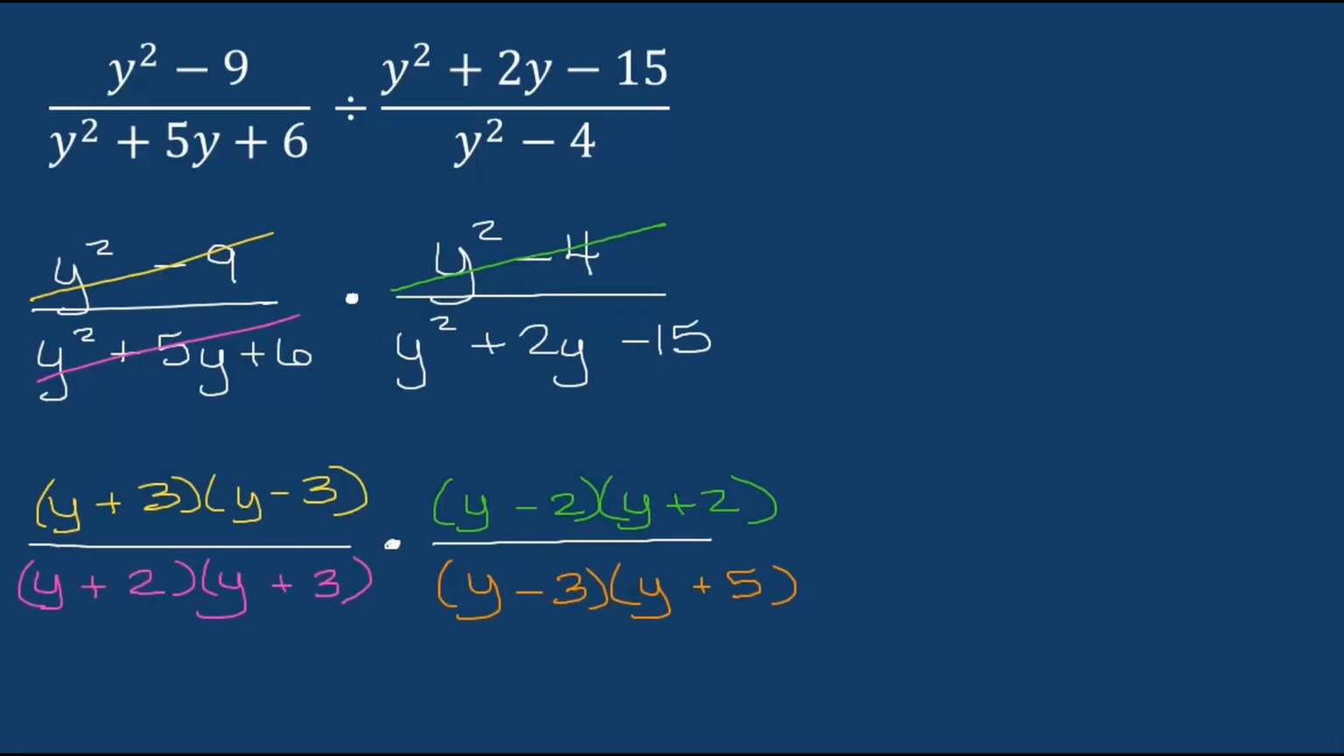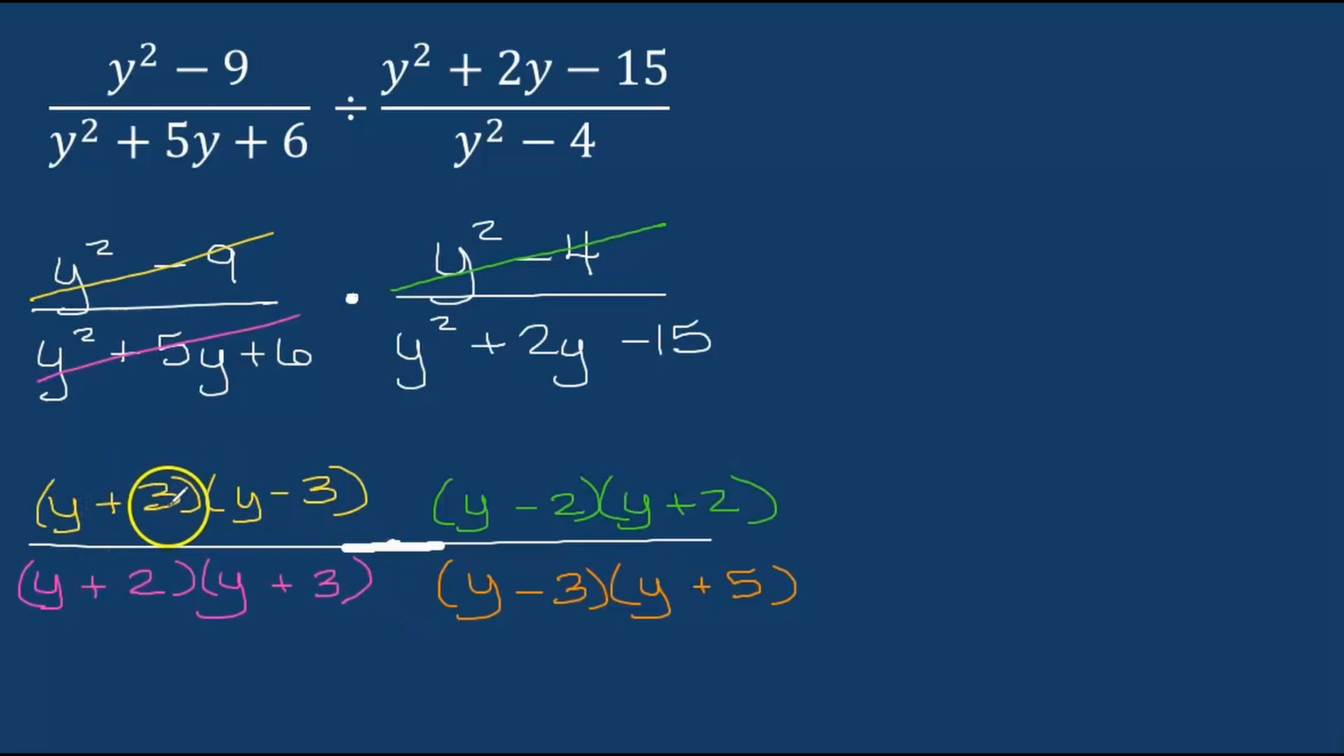And now we're ready to see everything that's going to cancel. Remember that we can think about that multiplication symbol as just one long fraction sign with everything squished together, so it doesn't matter where things are. Anything that's on the top and the bottom that's the same is going to cancel. So I'm going to start right at the very beginning.